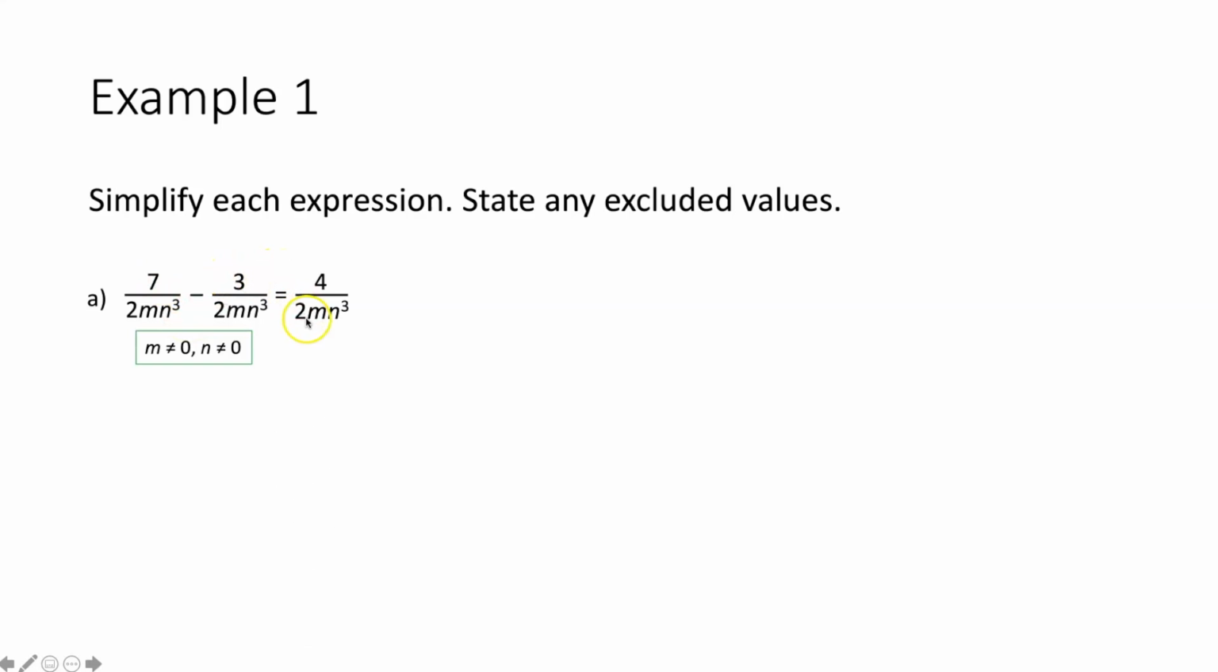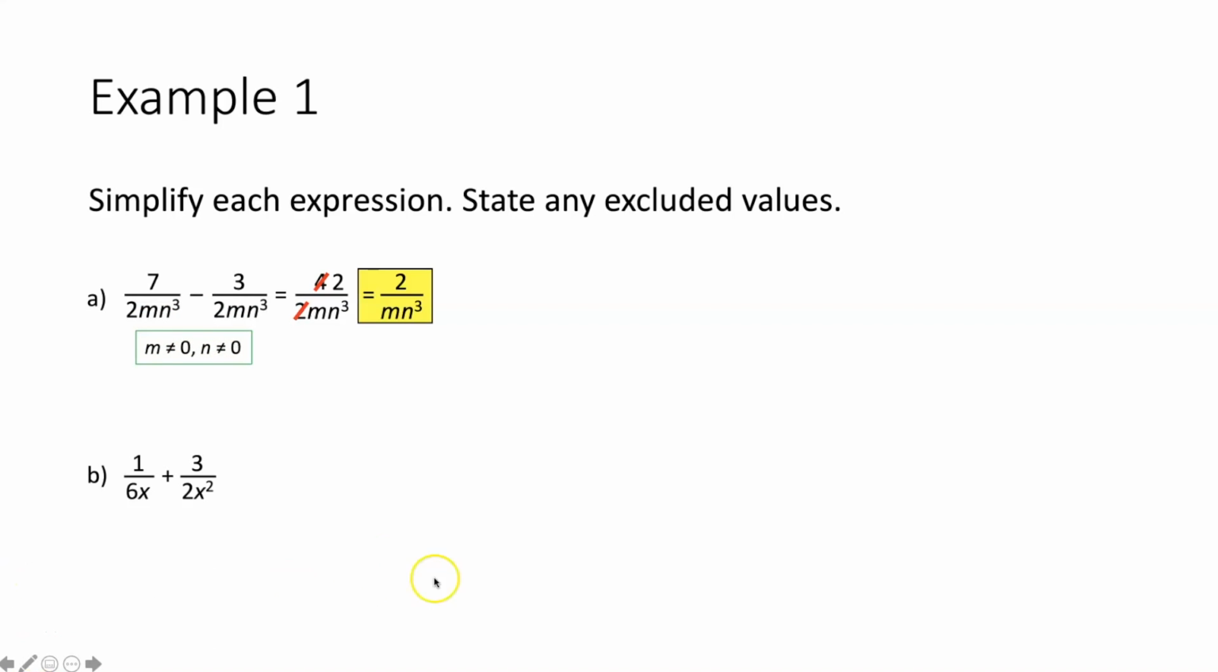I put that all over our common denominator, and it seems like we're done. But you need to make sure that this can't simplify any further. And it actually can simplify further because we have a 4 in our numerator and this 2 in our denominator. These can simplify. 4 over 2 simplifies to 2 over 1. So we end up getting 2 in our numerator and just mn to the third in our denominator. Now note, at the end, I didn't write m cannot equal 0, n cannot equal 0 because I wrote it right here. These are my excluded values.